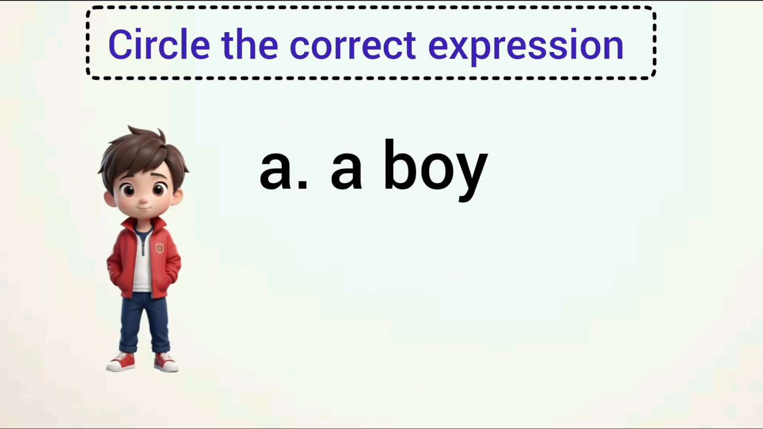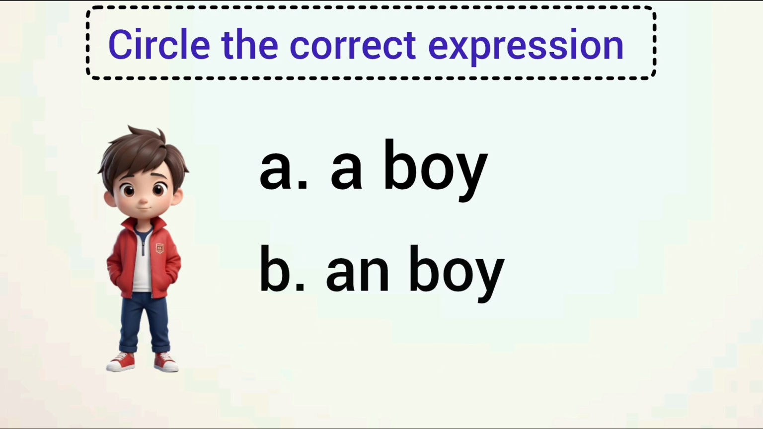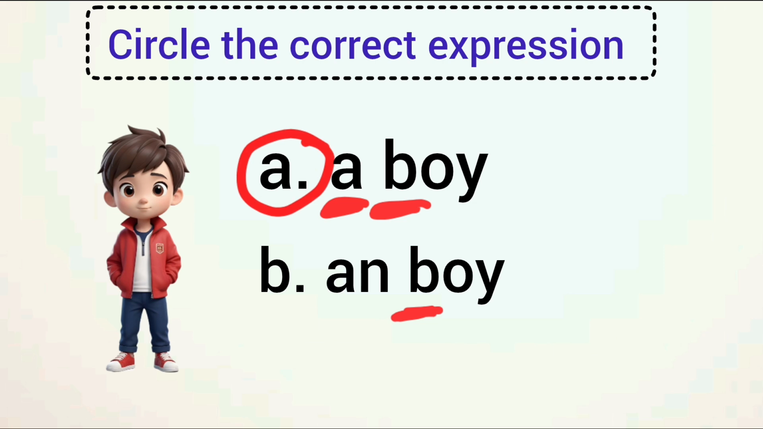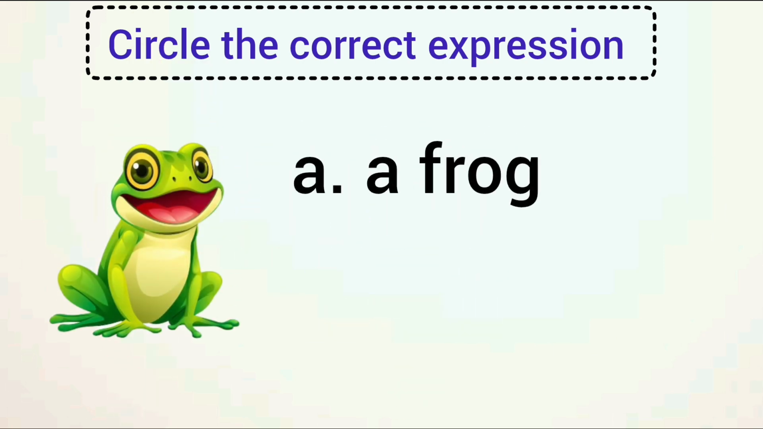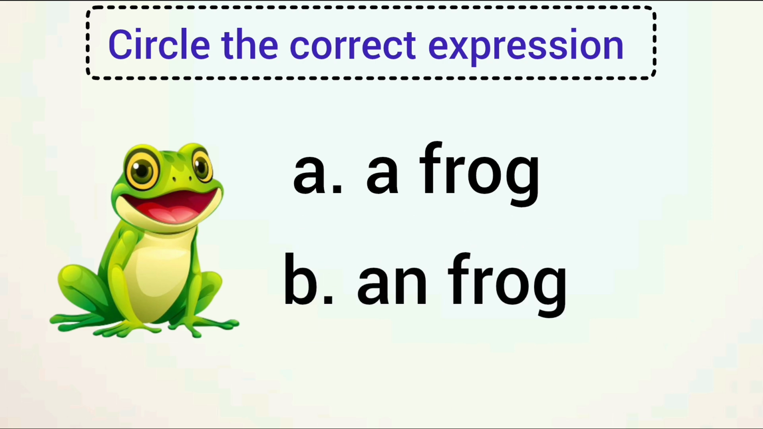A, a boy. B, an boy. Boy begins with a consonant. We use a with consonants, so circle A, a boy. A, a frog. B, an frog. Frog begins with F, a consonant, so you circle A, a frog.